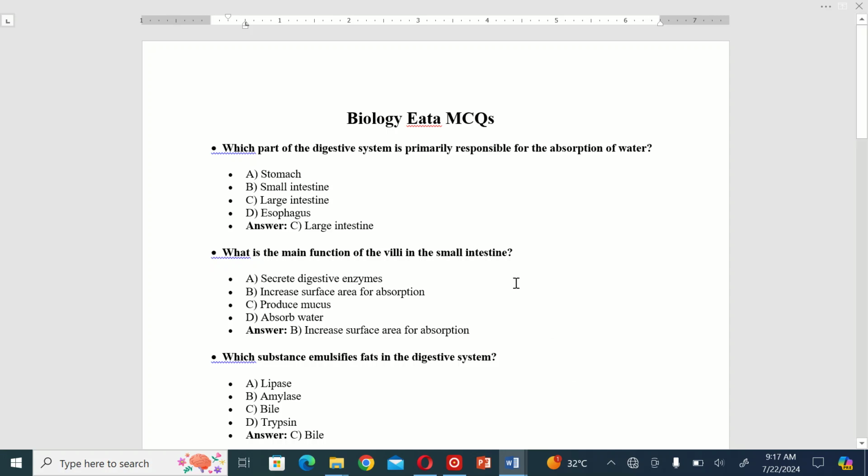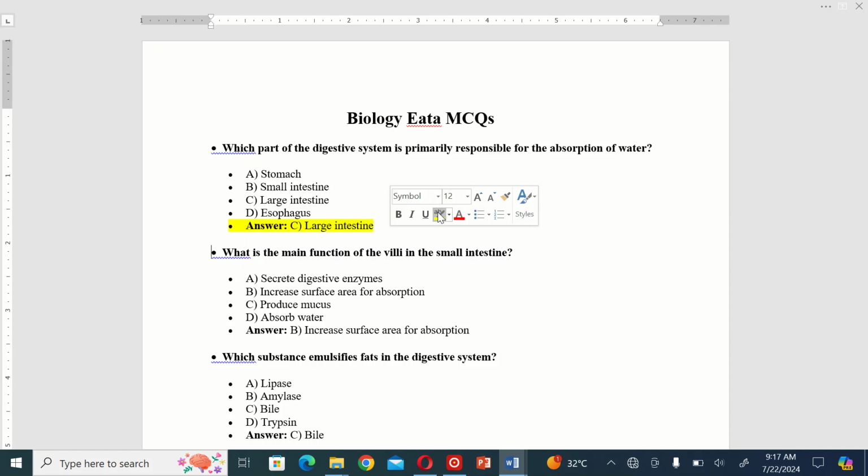Let's get started. The first MCQ is: which part of the digestive system is primarily responsible for the absorption of water? A. Stomach. B. Small intestine. C. Large intestine. D. Esophagus. So the correct option is C. Large intestine.